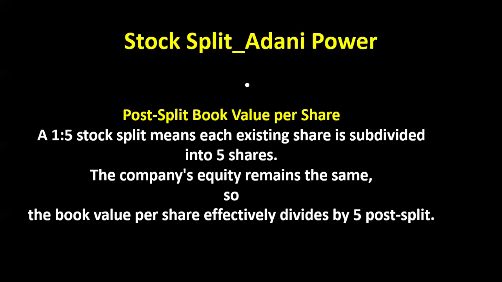But as we have seen, the book value per share normally gets affected because of the stock split, and the book value falls because the number of shares rise. So in a stock split, the existing share is divided into 5 shares. The company's equity remains the same, so the book value per share effectively divides by 5 post split.